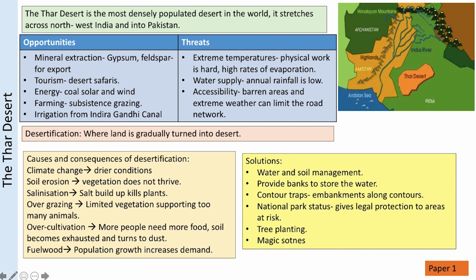However, there are solutions. Improving water and soil management. The irrigation canal, which means that more of the desert can be turned into greenery. Contour traps and embankments along the contours, a bit like the magic stones. Giving an area national park status, which means that certain areas are protected from development. Tree planting and the magic stones that we discussed in Burkina Faso.